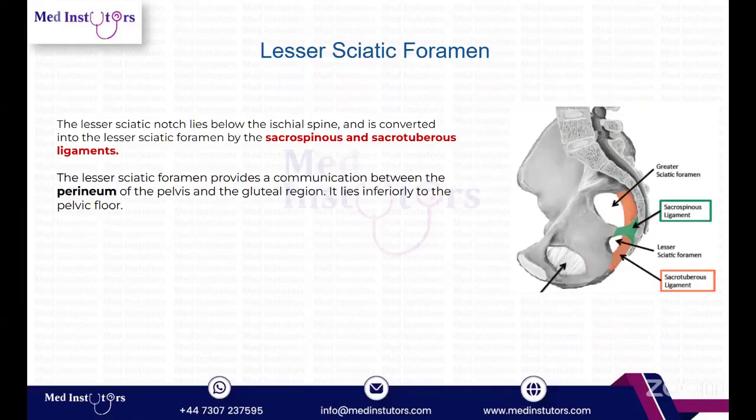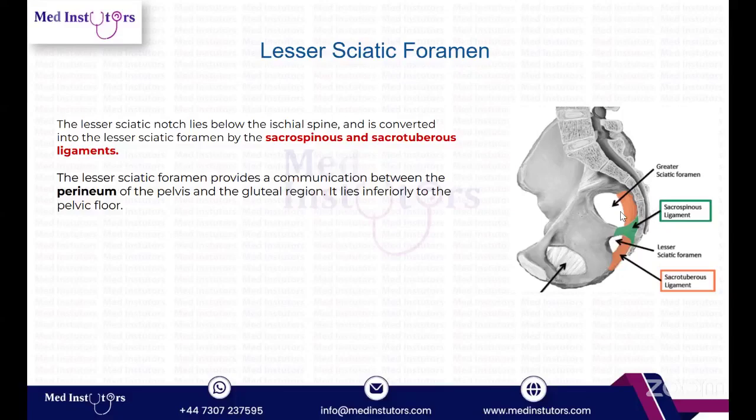The lesser sciatic notch, now we have the second notch in the pelvic bone. Its anatomical location is below the ischial spine, and it is converted into the lesser sciatic foramen by two ligaments. One is the sacrospinous and the other is the sacrotuberous ligament.